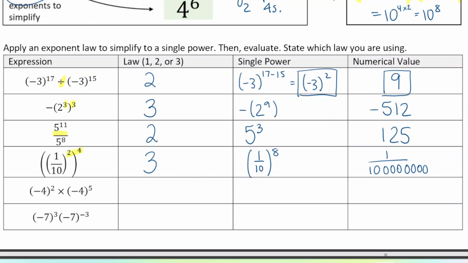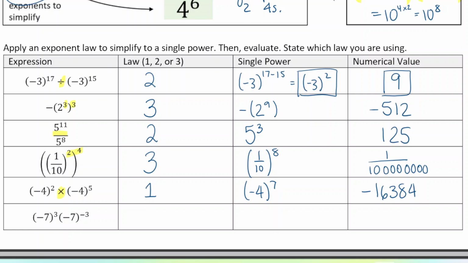Okay, next one, we are multiplying this time. So we're going to use law number 1, and we're going to add those exponents together. So it becomes negative 4 to the power of 7. And if you multiply 7 4's together, the answer is negative 16,384. It's negative because we're multiplying an odd number of negative numbers.